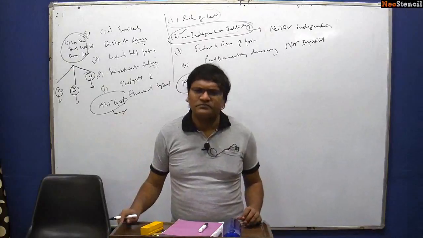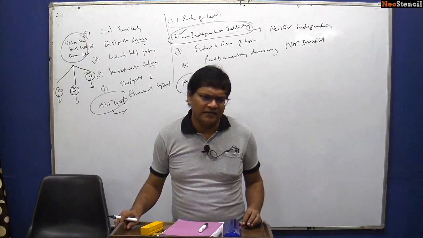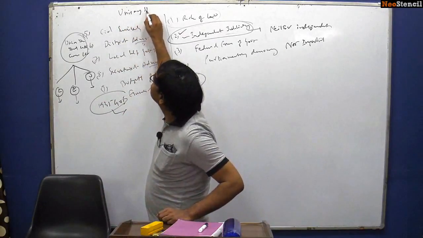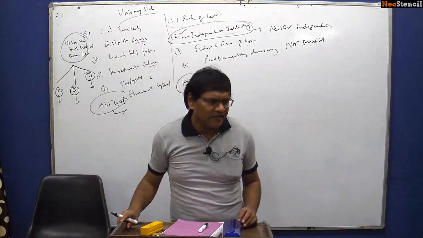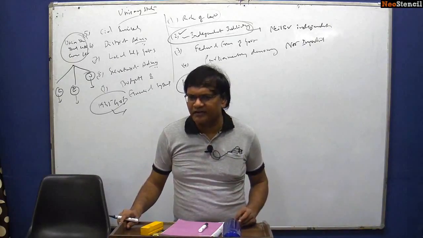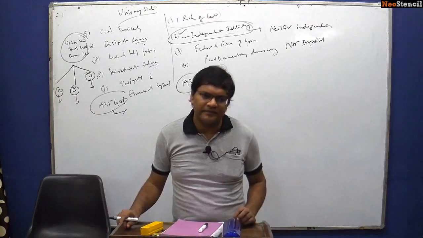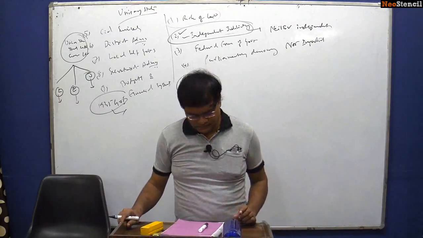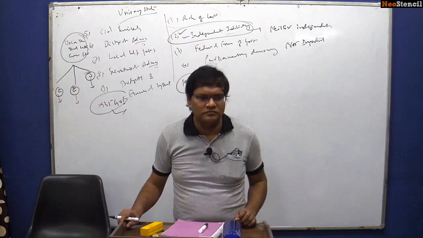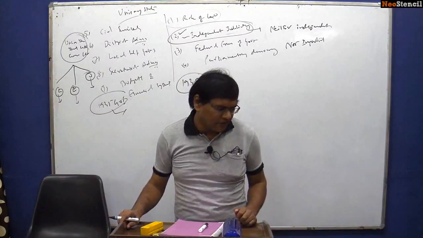And after independence, we continued with the same arrangement. They introduced a federal form of government. Even though it was a federal form of government, India was completely a unitary state only, because the Governor General or the Viceroy had absolute powers.